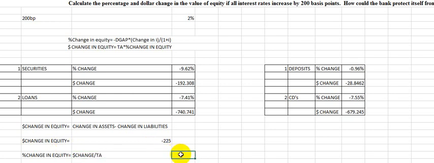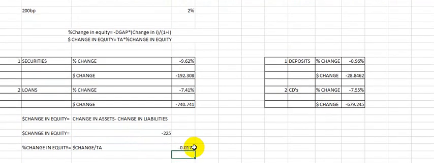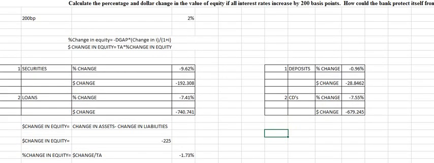So it's equal to the dollar change in equity divided by total assets, which were $13,000, and that will be a decrease in equity of 1.73%, which was perfectly correct, since the duration gap was positive. Any increase in interest rate will cause a decline in the value of equity. Why is it so? Because, as you know, liabilities will be repriced faster than assets.